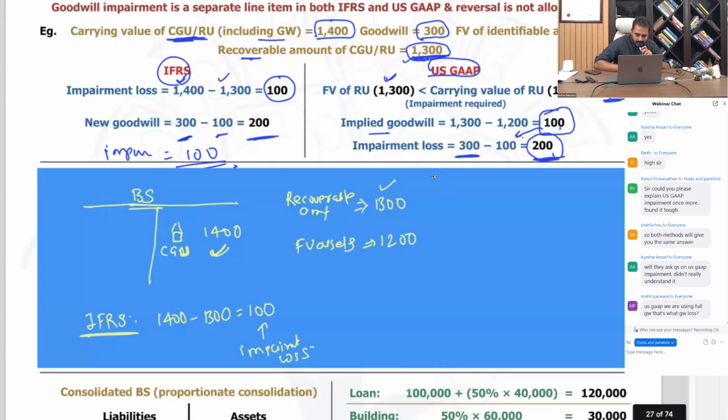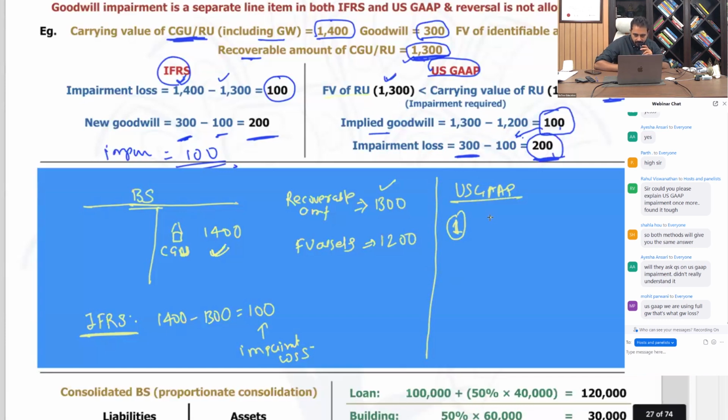Okay. US GAAP doesn't do it like that. What does US GAAP do? US GAAP follows a two-step approach. Step number 1 is to determine if impairment is really required. So it's called an impairment test. How will you do it?